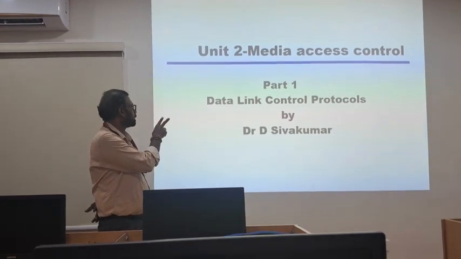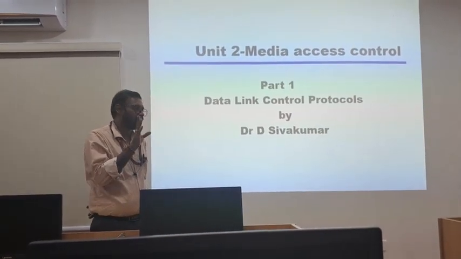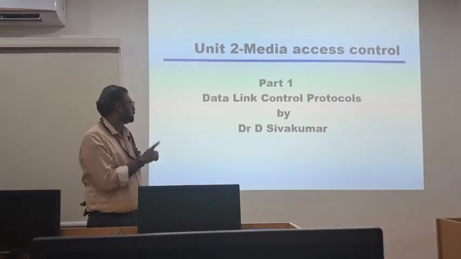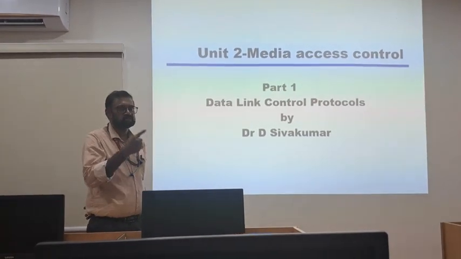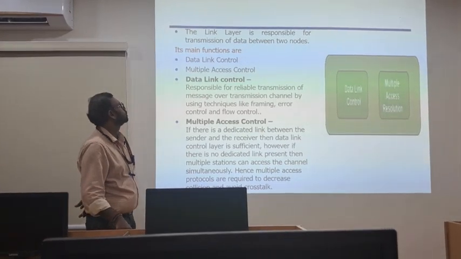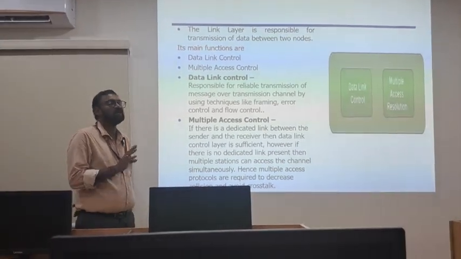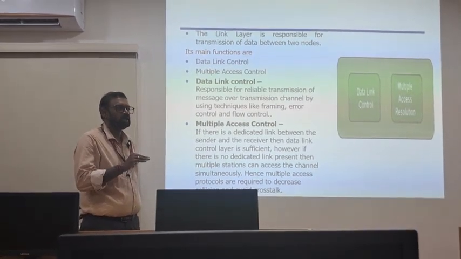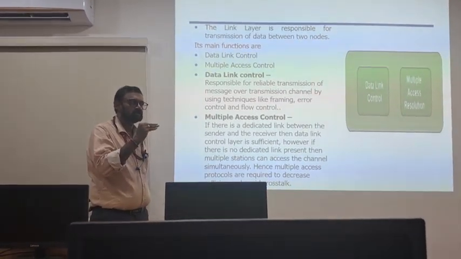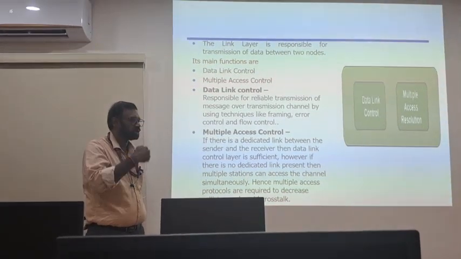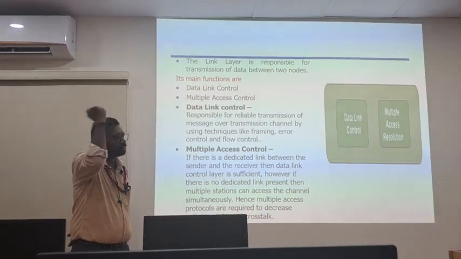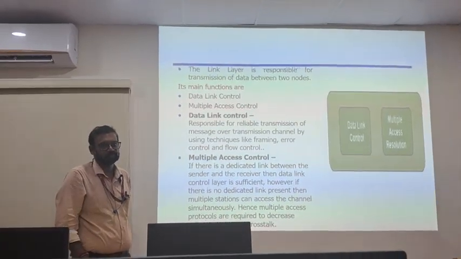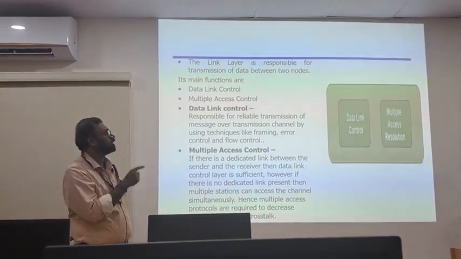So this is part 1. Normally you have 3 parts in the second unit. First part, data link control protocols. Next slide. Normally it is called the link layer. Why is it called the link layer? Because it provides the links to the top layer and transports the data from top to bottom, except the physical layer, right? So this is why it is called the link layer.